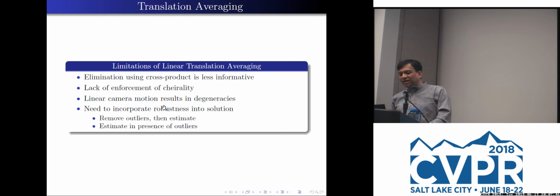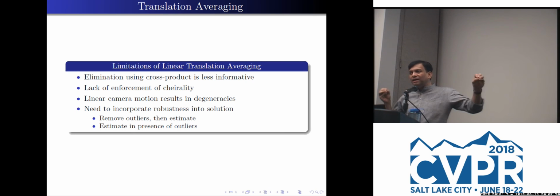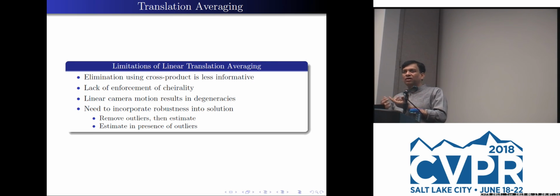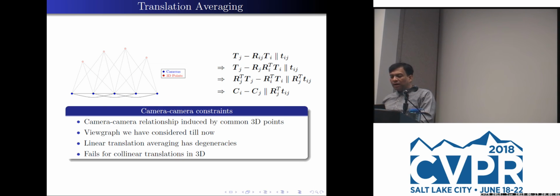Secondly, there are degeneracies if you have linear camera motions. If a camera moves linearly, then all the heading directions are essentially the same, but their scale factors are different, and the cross product is not going to be able to recover that very well. Okay, so that's not a very good way of doing it. So people asked, how are we going to address this particular problem?